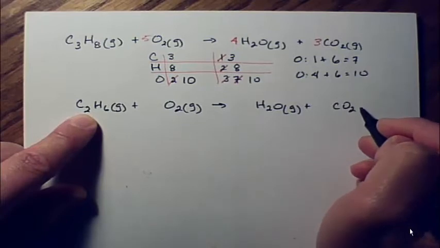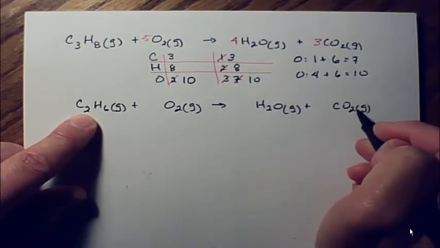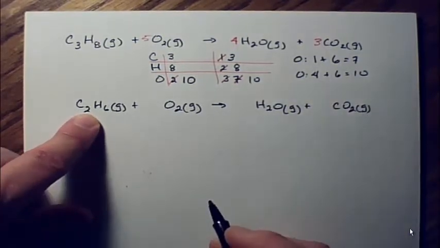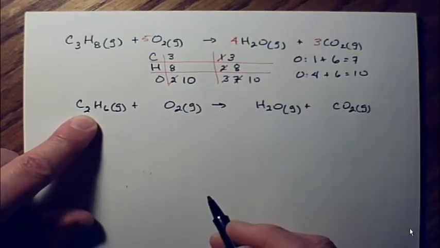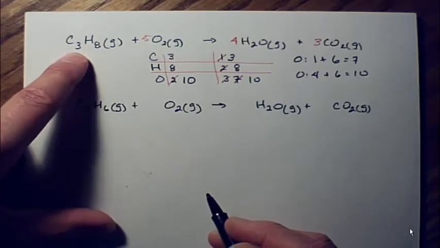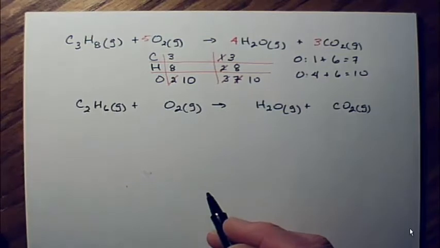What's the name of this chemical right here, C2H6? Come on, we just finished a unit where you learned to name chemicals. C2H6. Not propane. 2 carbons. Ethane. What's this one called? 3 carbons. Propane.